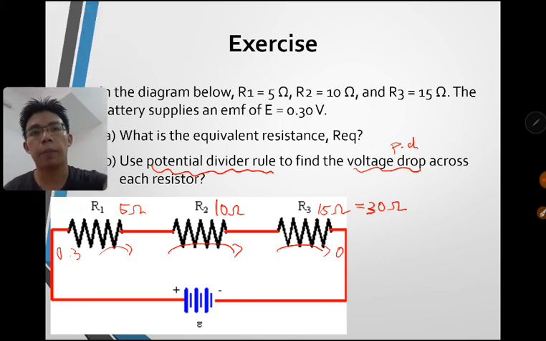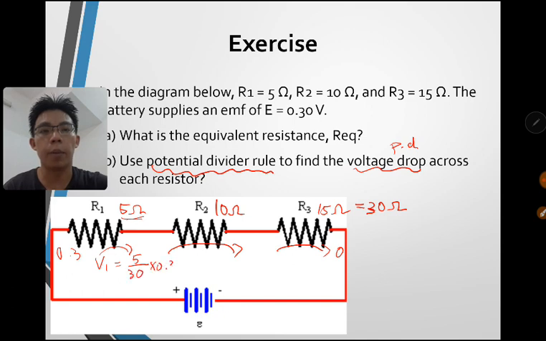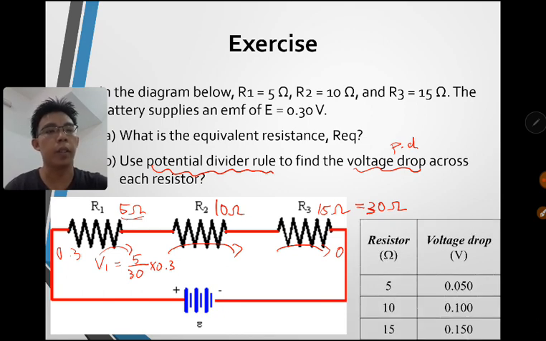All right. Okay, so let's say the first one is 5 ohm. We're going to find the V1 here. What you can get is you use the resistance of that resistor divided by 30, and then you multiply by 0.3. Okay, so you do the same thing for the rest, then you should get this answer here. Okay, so I'll see you in the next video.